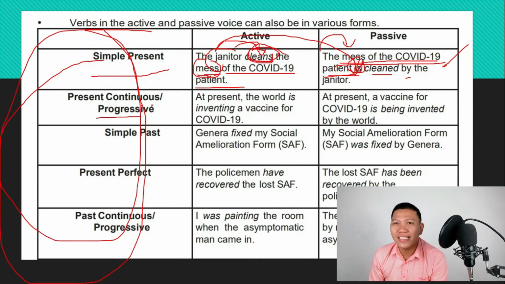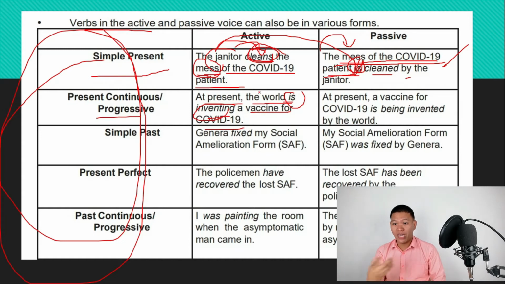For the progressive tense, it becomes like this. At present, the world is inventing a vaccine for COVID-19. What is our progressive verb? We have is inventing. So we will consider this. For the present progressive, we need to change the form. So we will take is, but we will be adding the word being to indicate progression. So being. And then past participle form of the verb, invented.